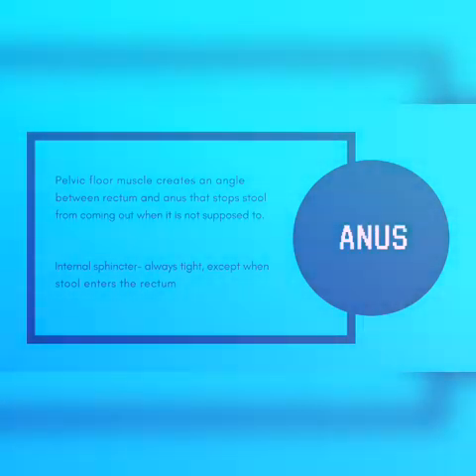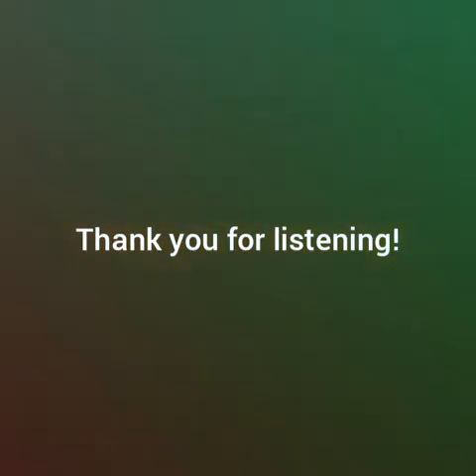Pelvic floor muscle creates an angle between the rectum and the anus that stops stool from coming out when it is not supposed to. The internal sphincter is always tight, except when stool enters the rectum. It keeps us continent when we are asleep or otherwise unaware of the presence of stool. When we get an urge to go to the bathroom, we rely on our external sphincter to hold the stool until reaching a toilet, where it then relaxes to release the contents.